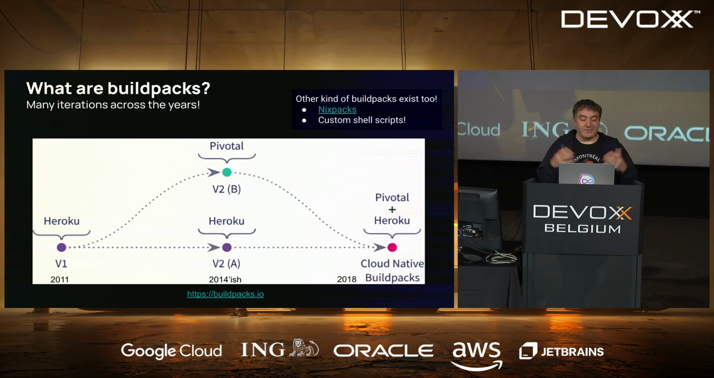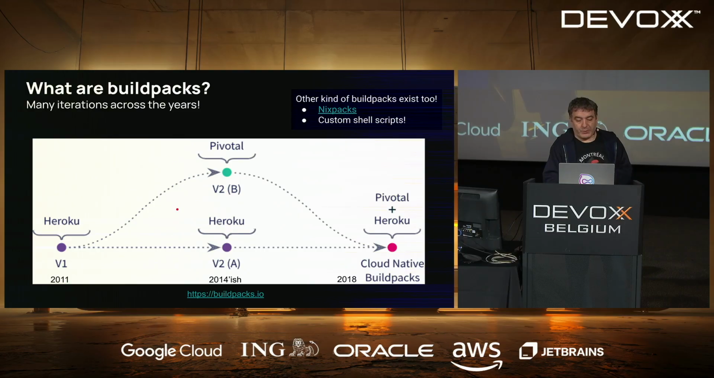So, where do they come from? When have we seen Buildpacks first? Let's go back in the past, around 2011. Heroku created the platform as a service. It was a way for developers to basically git push their code to Heroku, and then Heroku would actually detect what the source code is, what to do with it, and then run it, open a port, and expose it. At first, if I remember correctly, it was Ruby on Rails projects, but then they extended that to other languages.